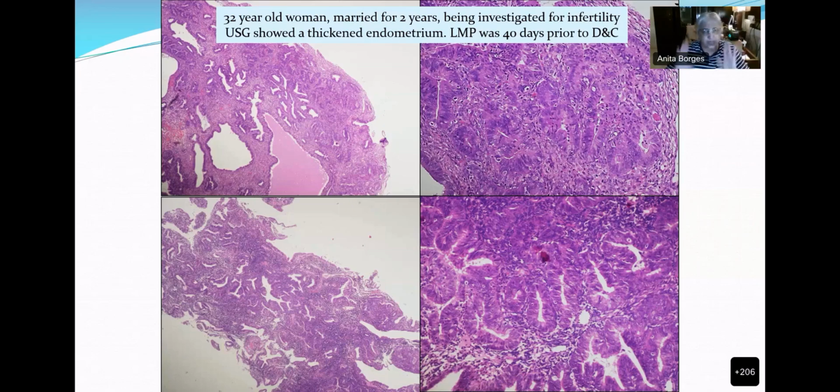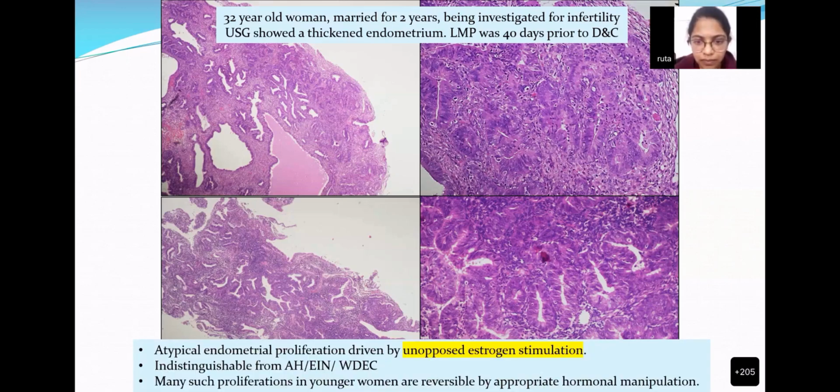Now, Ruta, did you get the idea that when you see this, you know instinctively that this is unopposed? This endometrium has been acted on by unopposed estrogen, and I hope everybody gets this picture. Okay, there is no simple hyperplasia on the right hand side, Ruta. All right. So this is an atypical endometrial proliferation driven by unopposed estrogen stimulation.